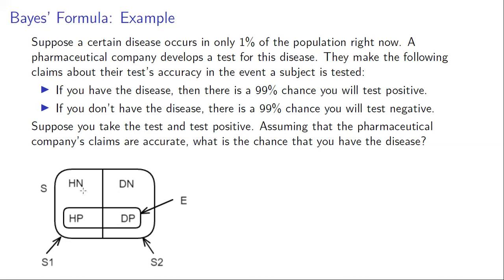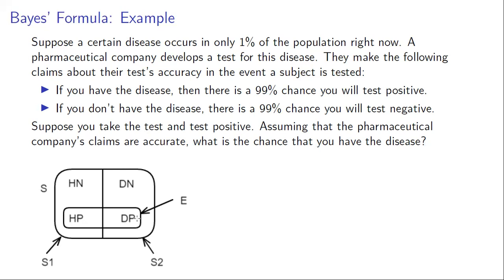Now, S1. So now the event here is, well, let's see. S1 is where you have the disease, right? HN and HP, both of them are talking about where you have the disease. Either you test negative or you test positive, but you have the disease. S2 is where you don't have the disease. Okay. And then we have the event E, which is that you test positive, right? But sometimes you test positive and you really have the disease. Sometimes you test positive and you don't have the disease.